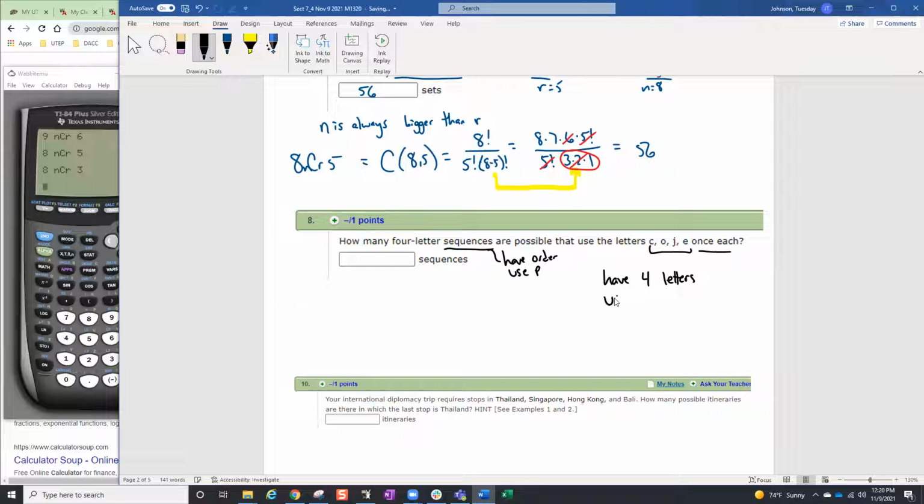And we use 4 letters. This will be nPr. We have 4 and we want 4. We have P of 4, 4. That is so not right, people. It's 24. Here's why it's 24.